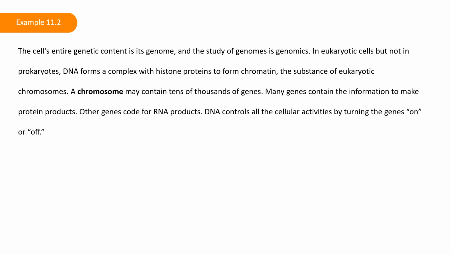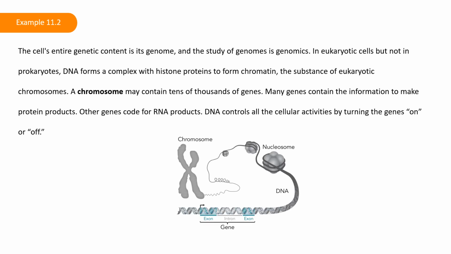In eukaryotic cells, but not in prokaryotes, DNA forms a complex with histone proteins to form chromatin, the substance of eukaryotic chromosomes. A chromosome may contain tens of thousands of genes. Many genes contain the information to make protein products. Other genes code for RNA products. DNA controls all of the cellular activities by turning the genes on or off.